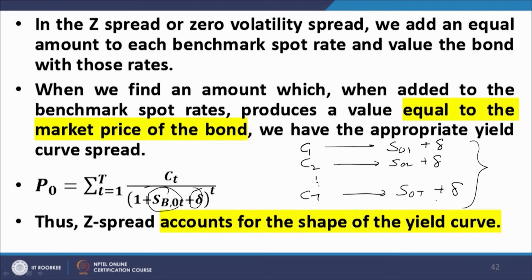I repeat this, these are benchmark rates, these are not the risk adjusted rates, these are risk free rates or benchmark rates. Let me add a subscript B to them. All these are benchmark rates, as you can see here, this B represents that these are benchmark rates. You add to each of these benchmark rates a quantity delta, and then you discount all future cash flows at S0t plus delta, where t ranges from 1 to capital T, and then you equate this right hand side to the current market price.